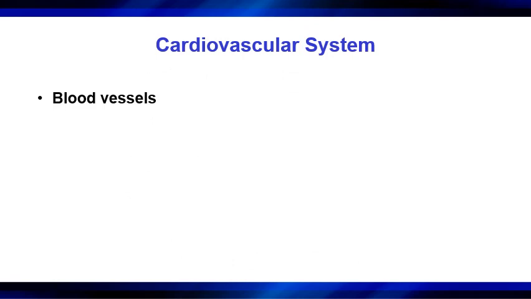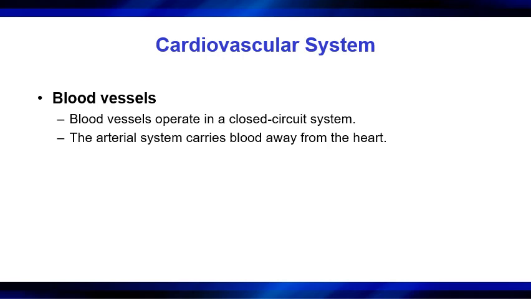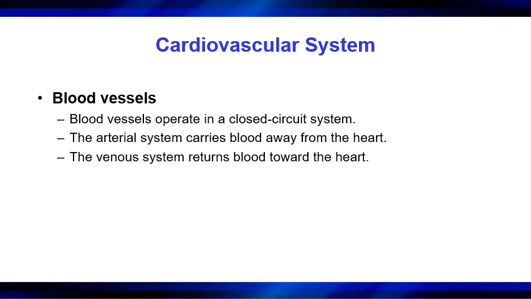We talked about the blood vessels already a little bit. Blood vessels operate in a closed circuit system, so again, it all flows back through itself. The arteries carry blood away from the heart. Veins return blood to the heart.